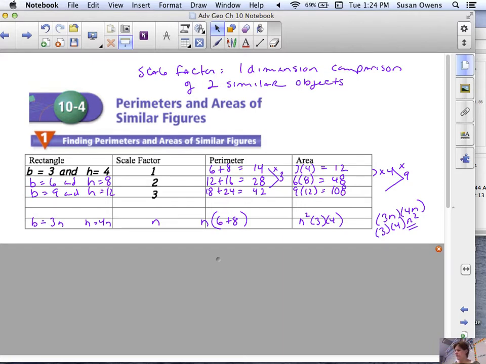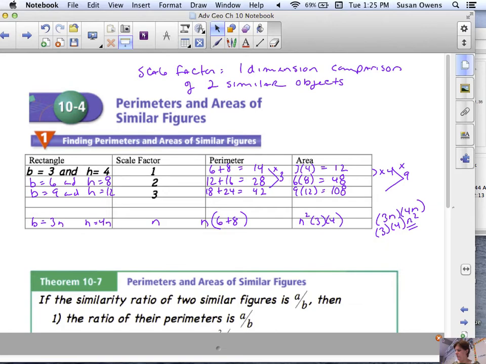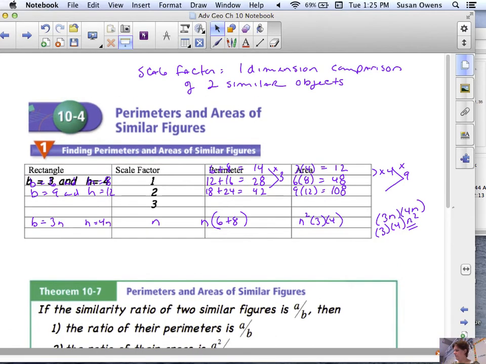Okay. So the important thing to know from this is that scale factor is a one-dimensional comparison. Anything that is one-dimensional, side lengths, perimeter, things like that, are all going to be the same scale factor. But anything that deals with area is going to be that scale factor squared, and that's how we can compare them.